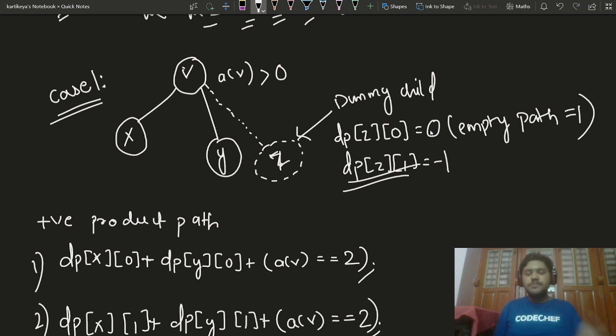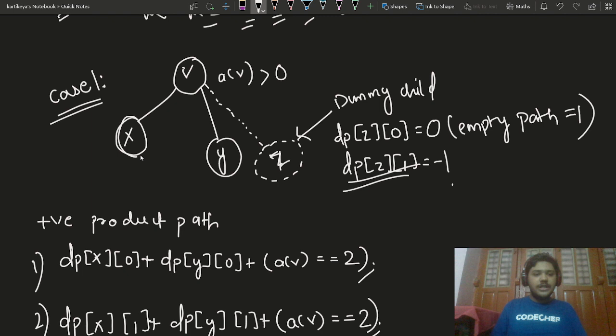And this particular empty path has a positive value. And what are the number of 2's and minus 2's in its magnitude? It is basically 0. And does it have any negative part to offer? No. So just write minus 1 here. Okay, so this is basically a dummy child. Now, how can you obtain a positive product path that is passing from the vertex v?